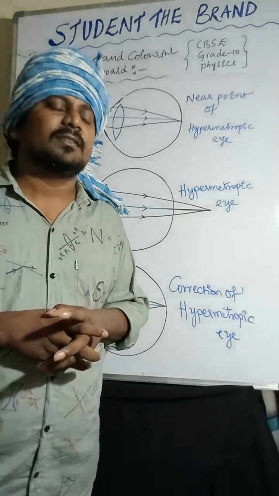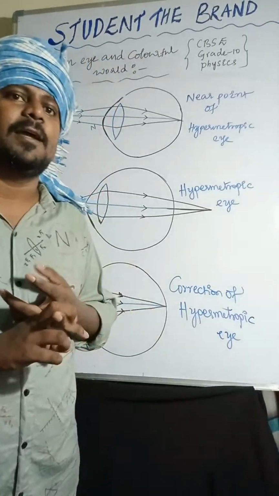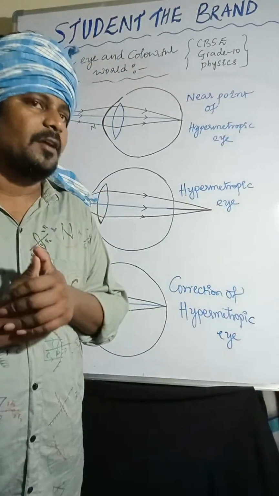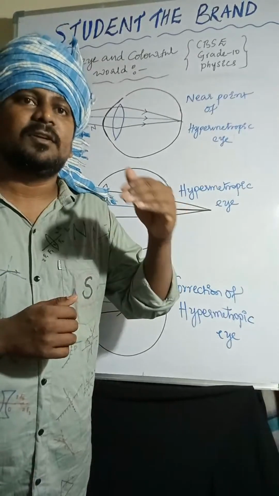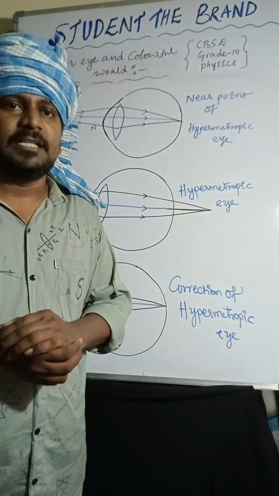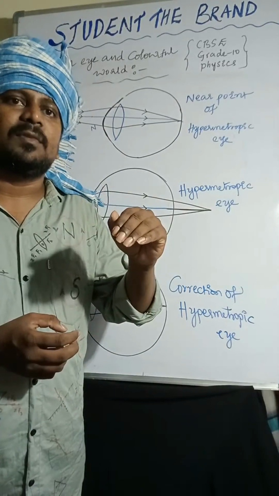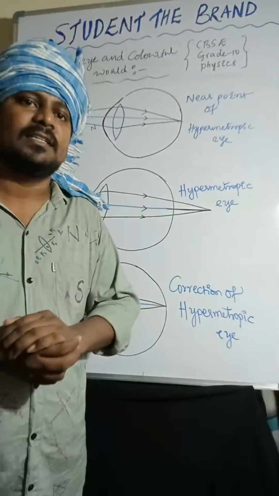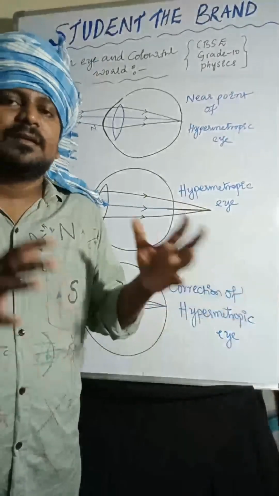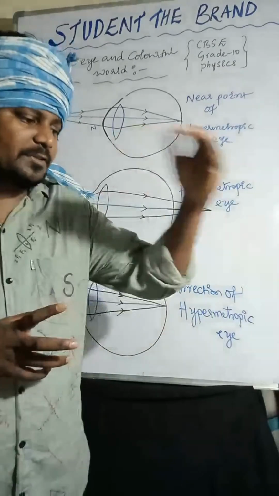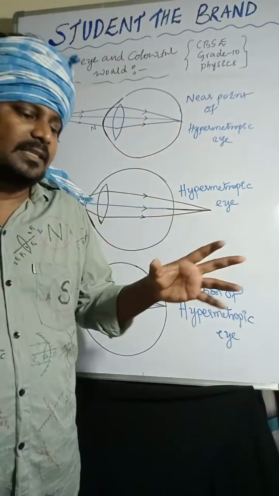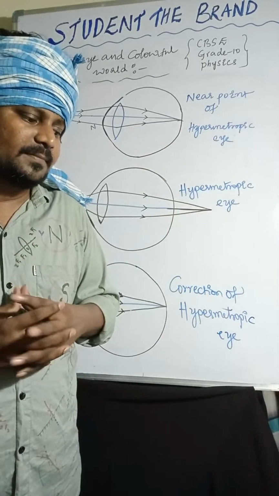So these are the refractive defects: myopia, hypermetropia, and presbyopia. Presbyopia is where the person can't see near distance as well as far distance. For the correction of presbyopia, we use a bifocal lens. Upper portion is concave lens, lower portion is convex lens. So this is about refractive defects.